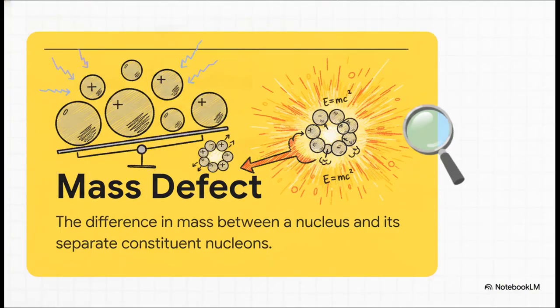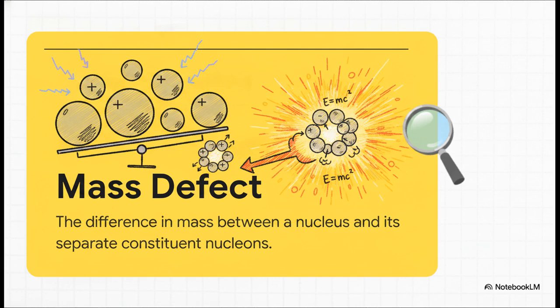Okay, let's dive into this. To really grasp atomic energy, you've got to understand a totally wild concept. A nucleus actually weighs less than the sum of its parts. Seriously. If you were to put the individual protons and neutrons of an atom on a tiny scale and then weigh the fully assembled nucleus, you'd find the assembled one is lighter. We call this missing mass the mass defect.